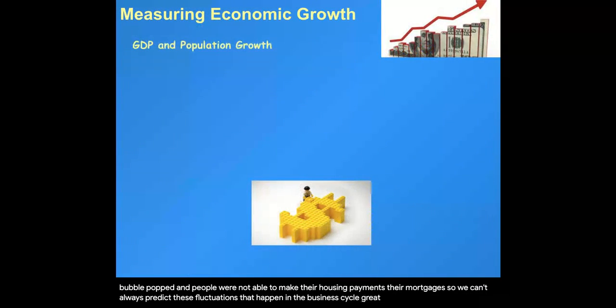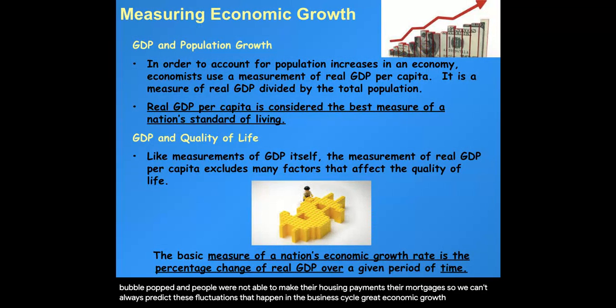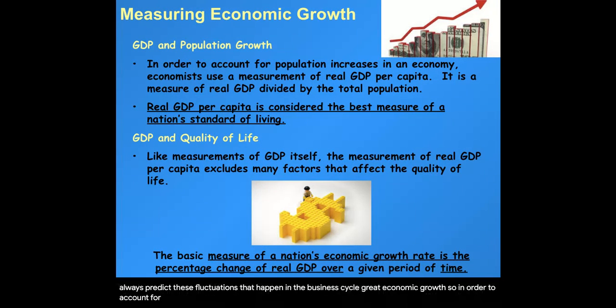Right, economic growth. In order to account for population increases in an economy, economists use measurements of real GDP per capita. That means per person. Real GDP per capita is considered the best measure of a nation's standard of living, because if we have an increase in population, we have to account for the new amount of people that we have. So we count that as part of the GDP per capita.